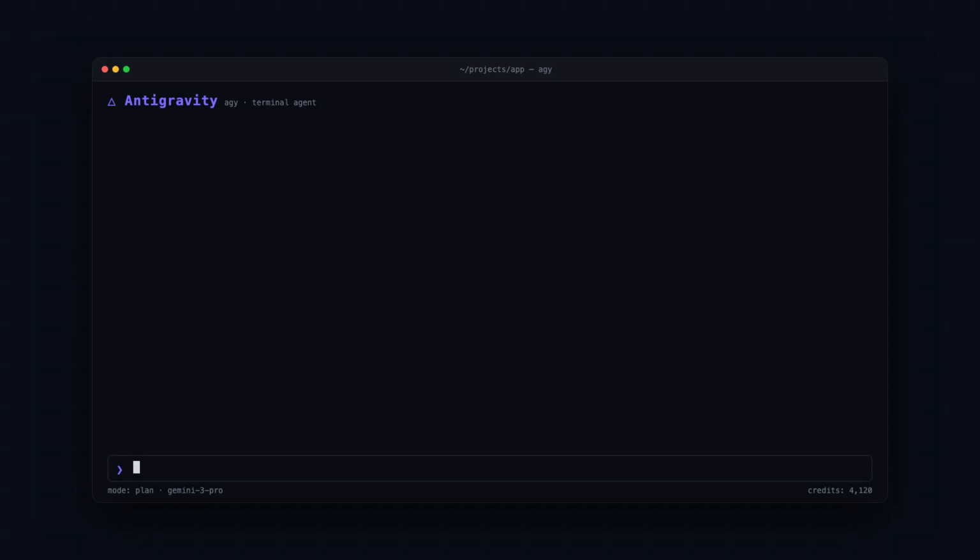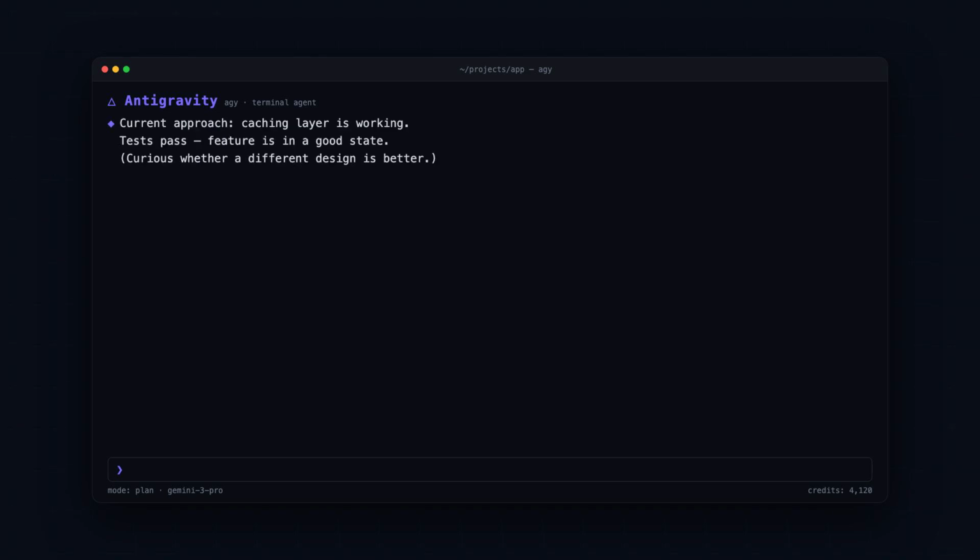Here we are in a session that's going well, and we want to explore a second idea without disturbing it. Let's branch. Picture where we are. The agent has built a working approach for a feature, and now we're curious whether a completely different design would be better. We don't want to throw away what we have, so branching is the right move.